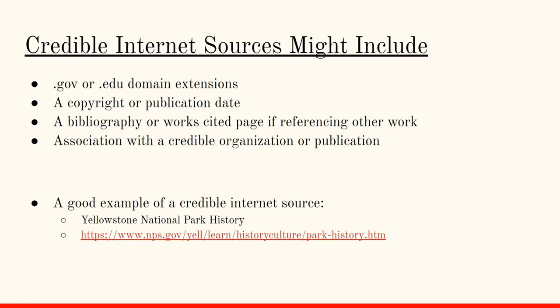An example that I have chosen to showcase a credible internet source is the Yellowstone National Park History webpage. This page includes all of the indicators I have mentioned, as it has a .gov in its domain name, a publication date, a works cited area, and it is associated with a credible organization, the National Park Service. I would be very confident in using the information that I have found on this webpage in an academic setting.